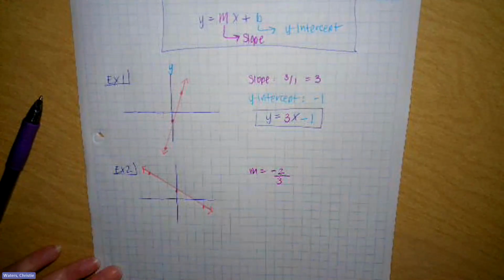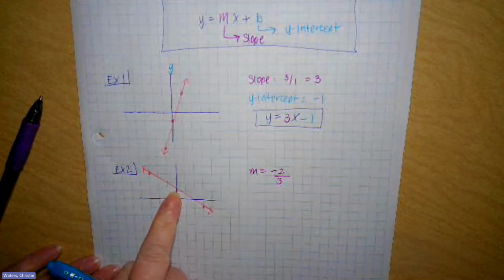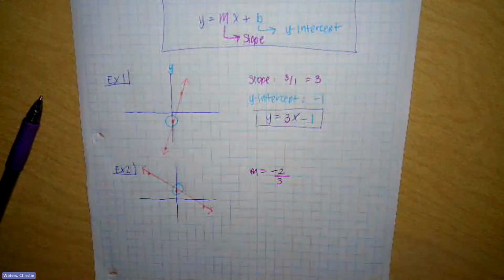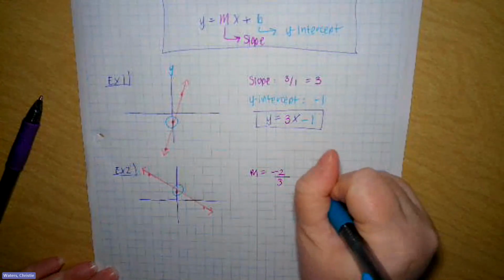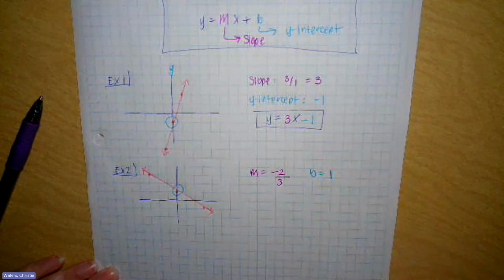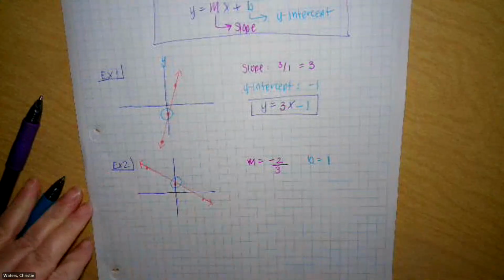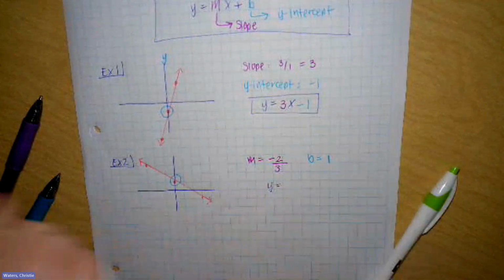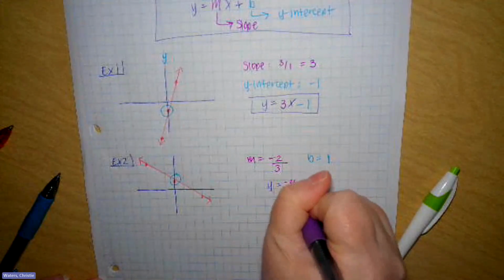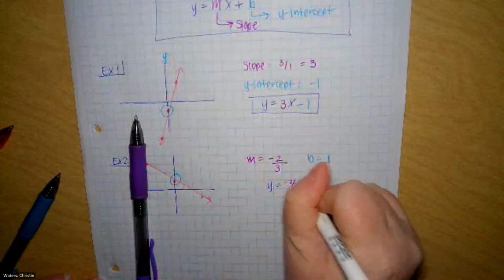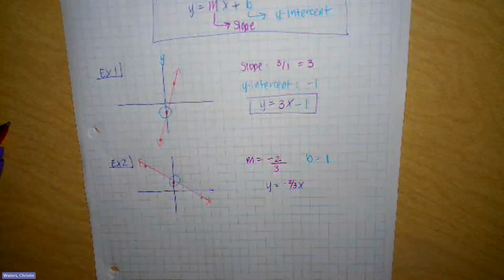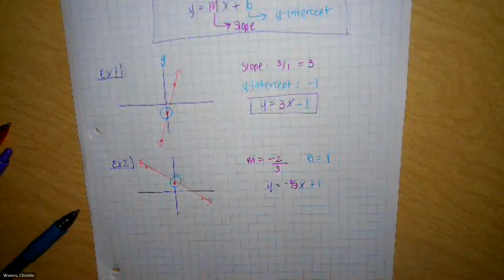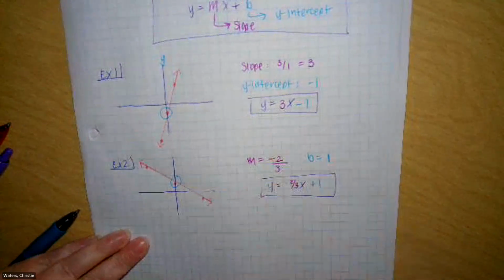Now I'm going to look for my y-intercept. So the graph crosses the y-axis right here at 1. Oh, I should have circled that up here. We'll circle that one too. So my y-intercept is b, and b is equal to 1 on this graph. So now I can go ahead and write the equation. y is equal to my slope, which is -2/3 x, and then I put my y-intercept. Now this one's a positive one, so I'm going to put +1.